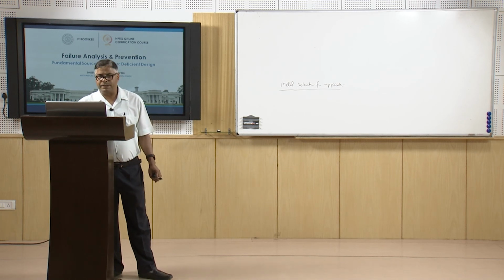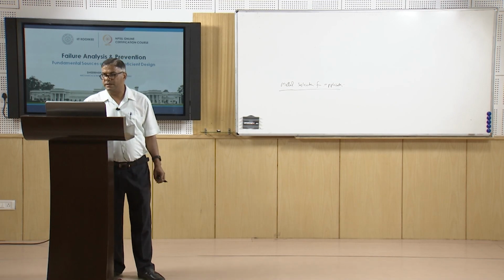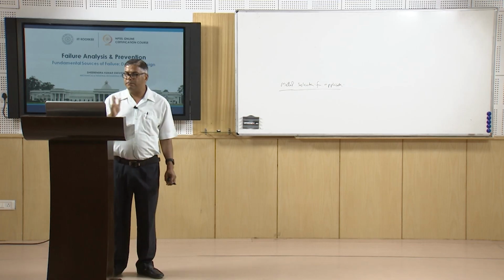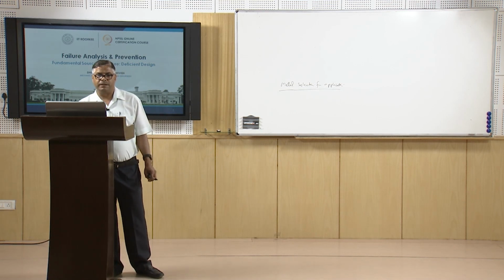For fatigue fracture, if the design is to be based on fatigue, if the expected failure mechanism is fatigue, then the endurance limit and the fatigue strength with the stress ratios and the hardness should be considered. If thermal fatigue is the probable case for failure, then the ductility and the peak plastic strain under the given temperature variations should be considered. If creep is the foreseeable mechanism, then the creep rate at a given temperature needs to be considered. For plastic deformation, if the change in dimension of the component under the given service conditions is the possible way by which the component can fail, then we need to consider the yield strength, or at high temperature it is the creep.